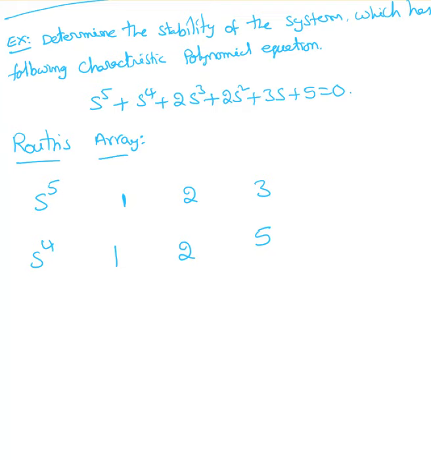So first we'll write down the s to the power of 5 term. Start writing the coefficients of each alternate term. So I wrote the s to the power of 5, s cubed goes here, and 3s goes there. Now the second row starts with s to the power of 4. The coefficient of s to the power of 4 goes here, the next one goes there, and the next one goes there.